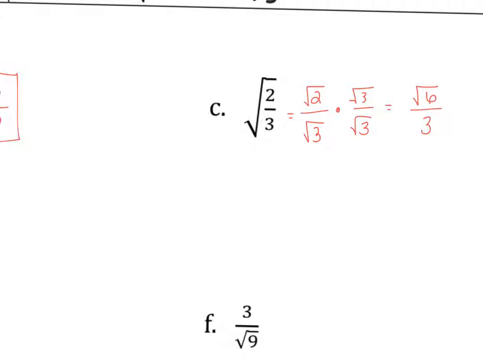Then check to see, can you simplify your radicand? 6 is not divisible by any perfect square, so we cannot simplify it. Since 6 is a radicand and 3 is not, we cannot simplify them together. So this is as far as we can take our answer. The radicand is not divisible by a perfect square, and there's no radical in the denominator, so we're done.